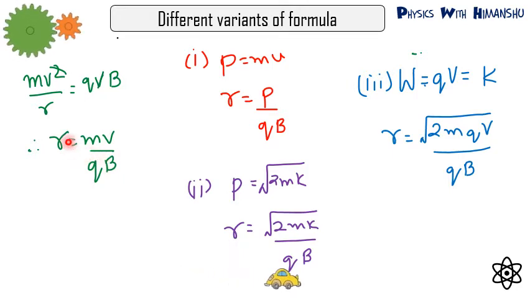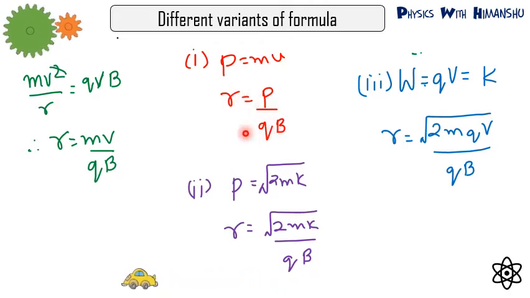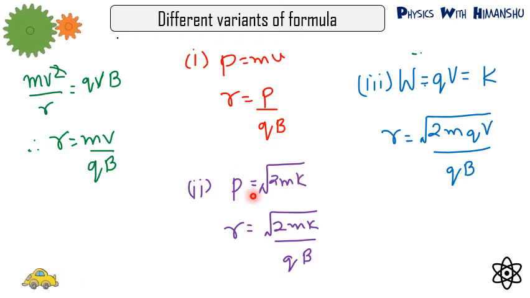Now the radius depends on mass of charge, velocity of charge, value of charge, and value of magnetic field. There are a few variants of this formula. Mass into velocity is linear momentum, so P is mv. So radius can also be written as P upon qB. Now if you remember the relation between linear momentum and kinetic energy, P equal to root 2 mK. So radius can also be written as root 2 mK by qB.